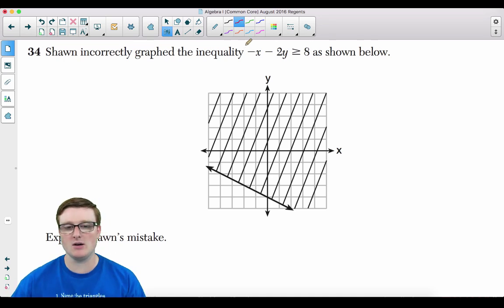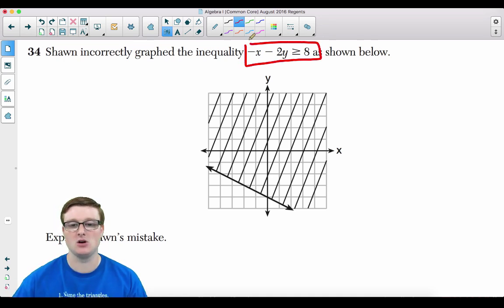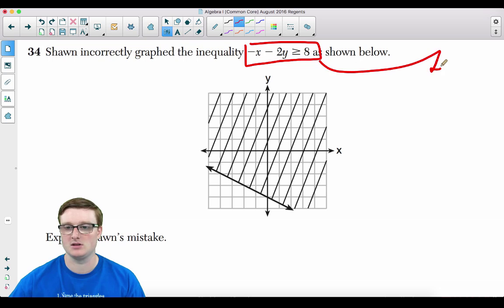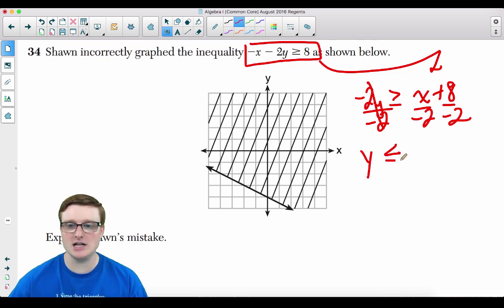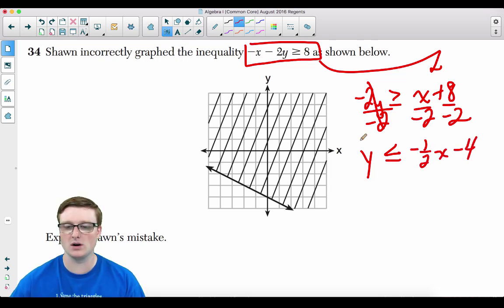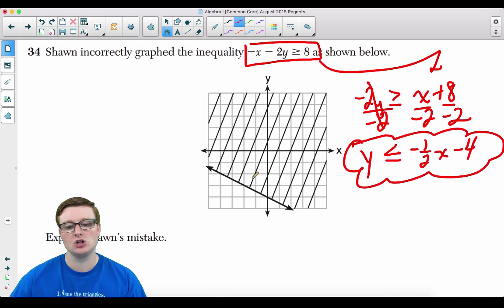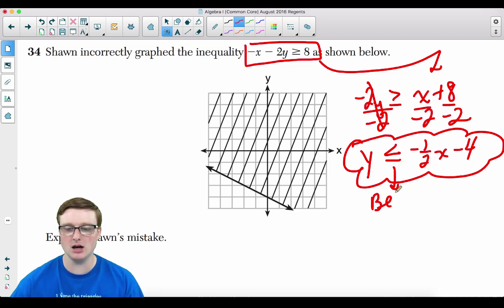So the first thing that I want to do is I want to actually figure out what this is. Well, this is negative 2y is greater than or equal to, I'm going to move that x over. So we get x plus 8. Divide by that negative 2 on each side. We get y is less than or equal to. Remember, you flip the inequality when you're dividing by a negative. So y is less than or equal to negative a half x minus 4. So Sean definitely graphed this correctly in terms of the line itself, but he shaded above. This should be shading below.